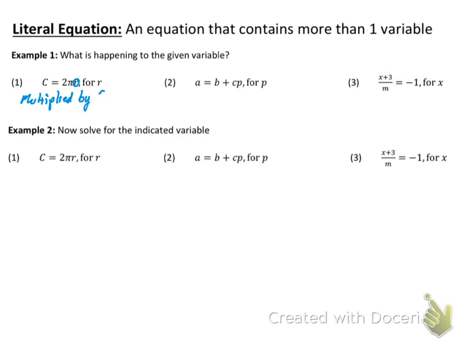by 2 pi. So if I look down at example 2 and I wanted to solve for r, so remember we're trying to get the r by itself. If I wanted to solve for r, I would need to undo that multiplication, so I would need to divide both sides by 2 pi. And then r would equal c divided by 2 pi. We got our r alone. That's all I needed to do. So you see how we're not necessarily going to get a nice number at the end of this. We're going to get our variable equal to an expression.